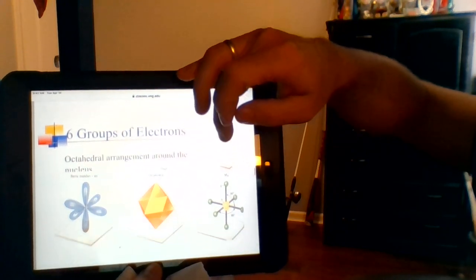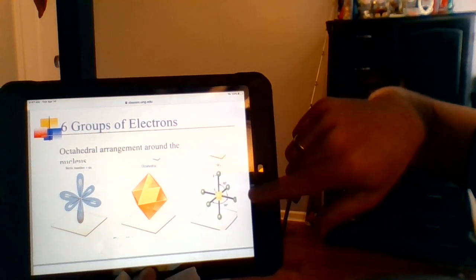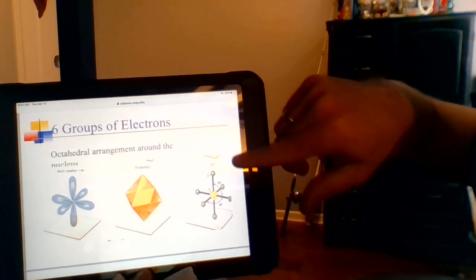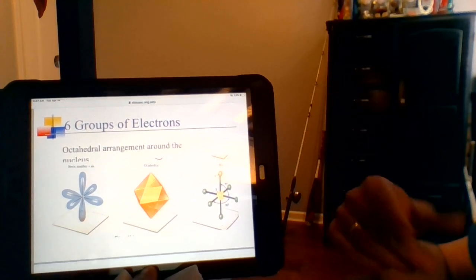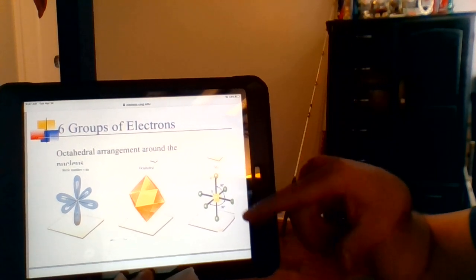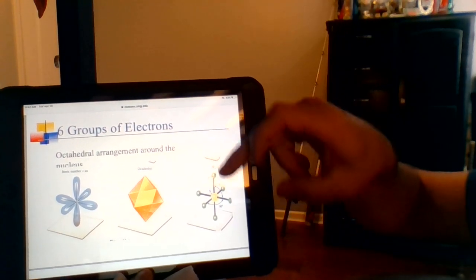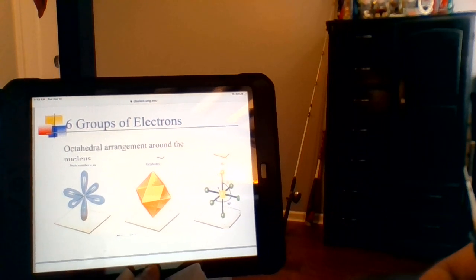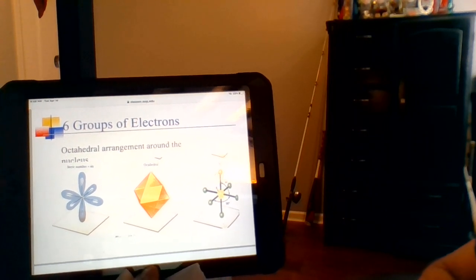Finally, we get octahedral. This one has kind of a square in the middle of the molecule, plus one on top, one on bottom. So in this one, the angles that we get are 90 degrees between any 2 groups, and then if I go from top to bottom, that would be 180. So those are the 2 angles that correspond to octahedral.